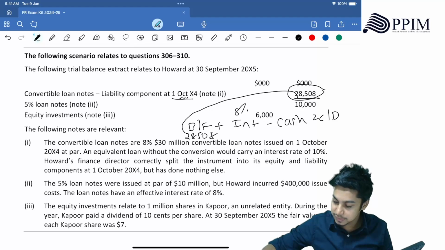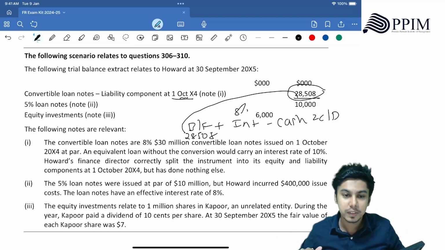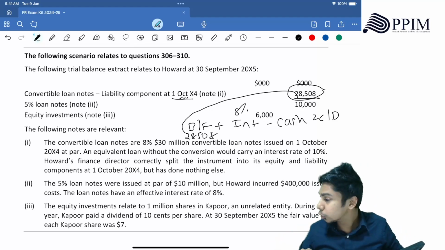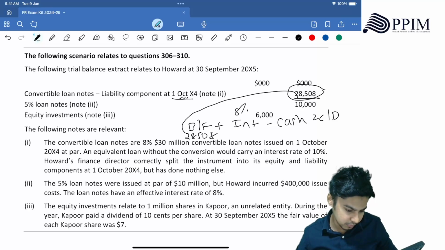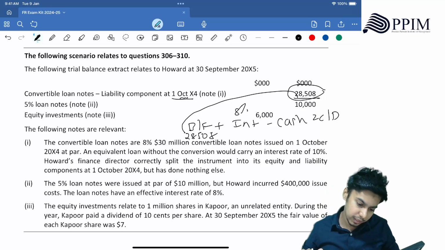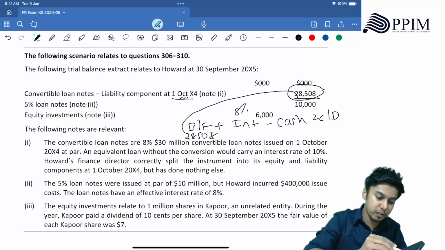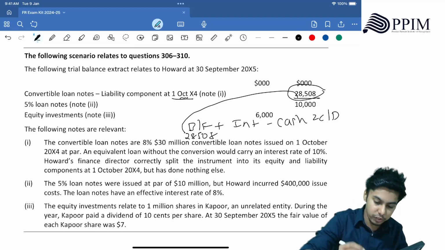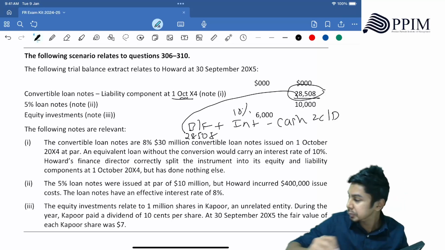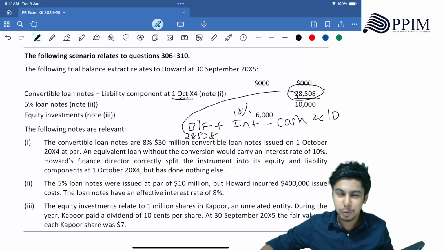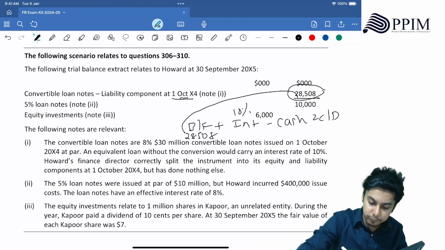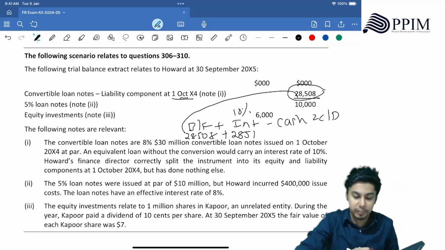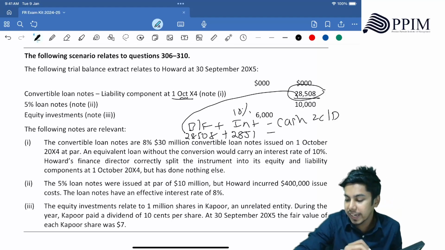28,508 into 8%. So guys, come here, decimal number, no? Shall we round it off? Yeah, 2281. Yeah, correct. Guys, I made a small mistake. The effective rate is 10. Sorry, effective rate is 10. The other one, promised one, only 8. Correct. So 28,508 into 10%. Guys, shall we round it off? 2851. All okay with that one, guys?